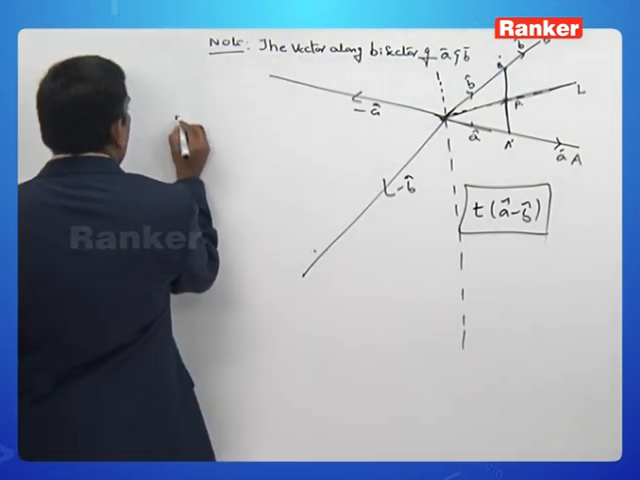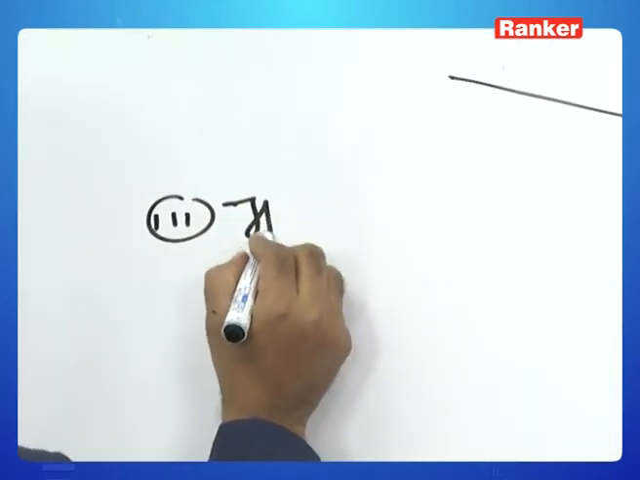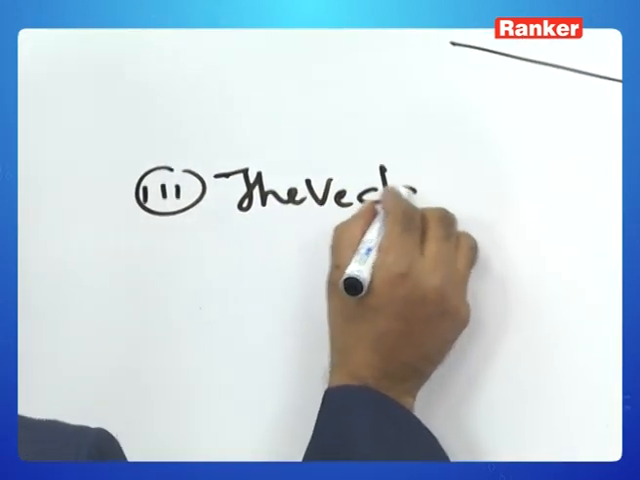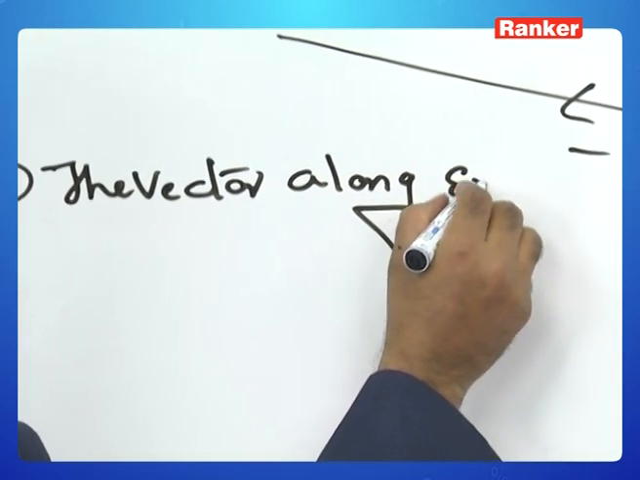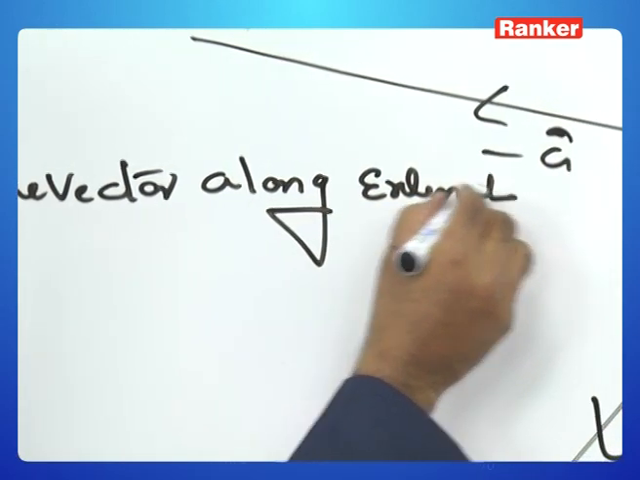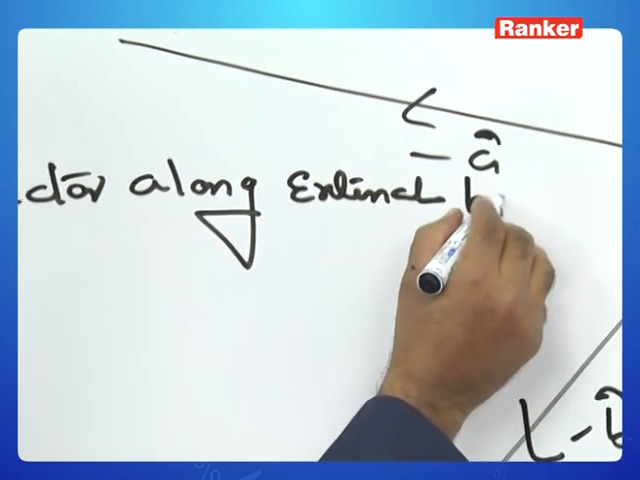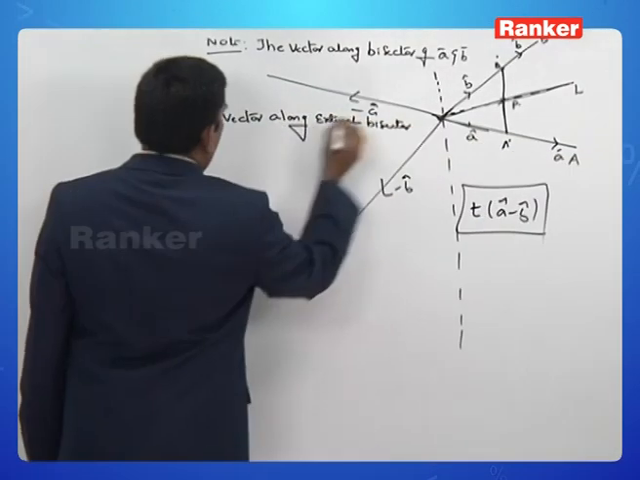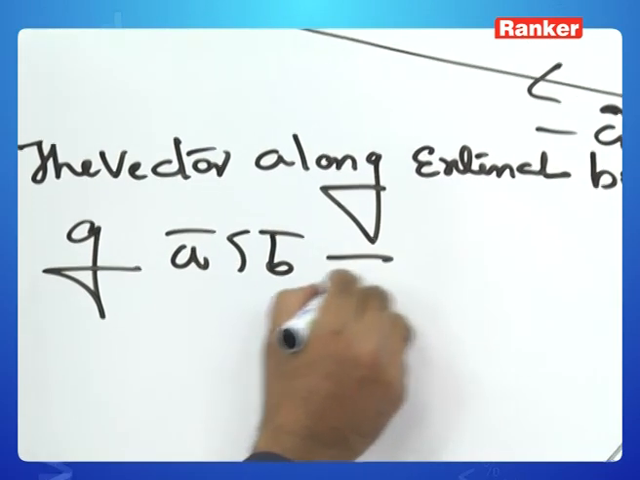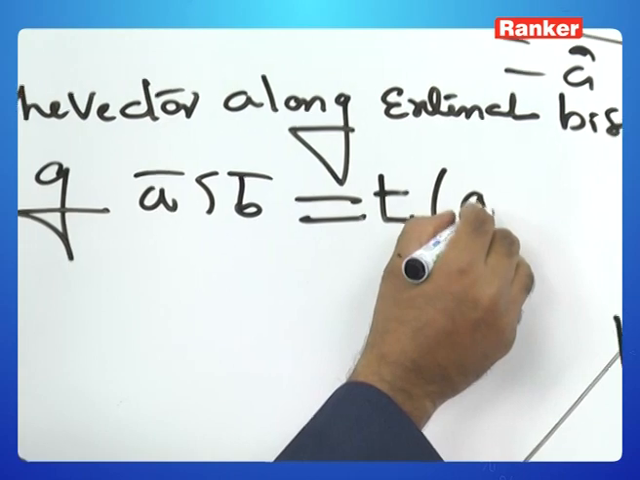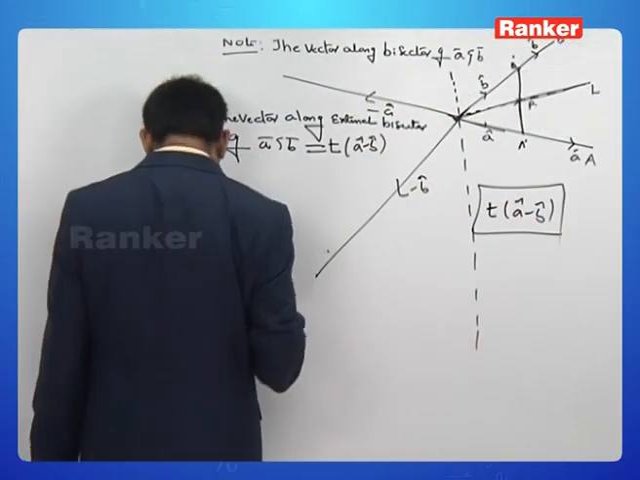Third point is the vector along external bisector of A bar and B bar is equal to T into A cap minus B cap.